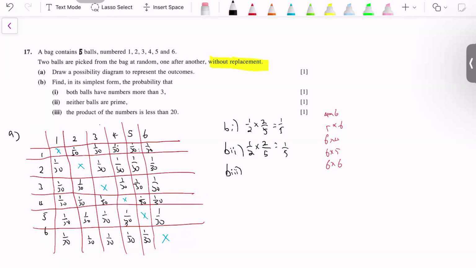So ultimately, these 5 combinations would not work. So we know there are 30 combinations. 5 of the combinations give us more than 20. That means 25 of the combinations would work. So which means 25 out of 30, which in simplest form gives us 5 out of 6. So that's our answer. Okay.